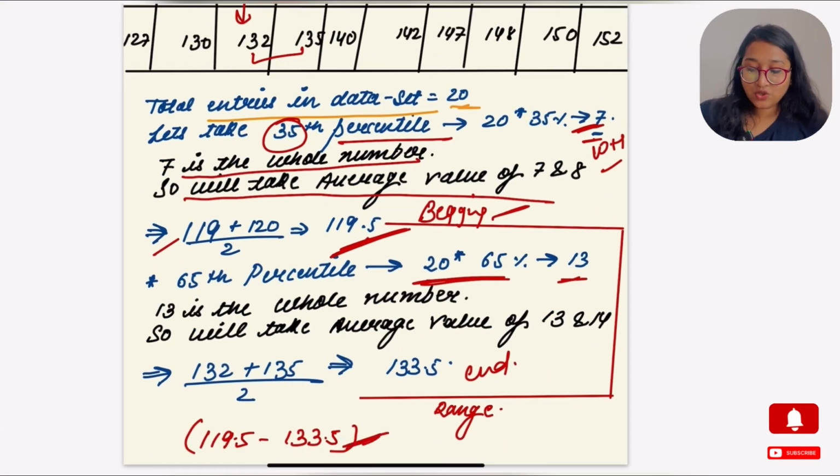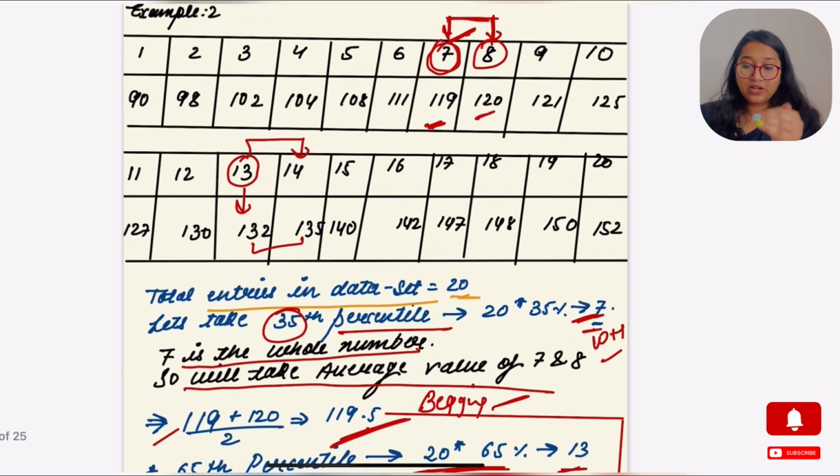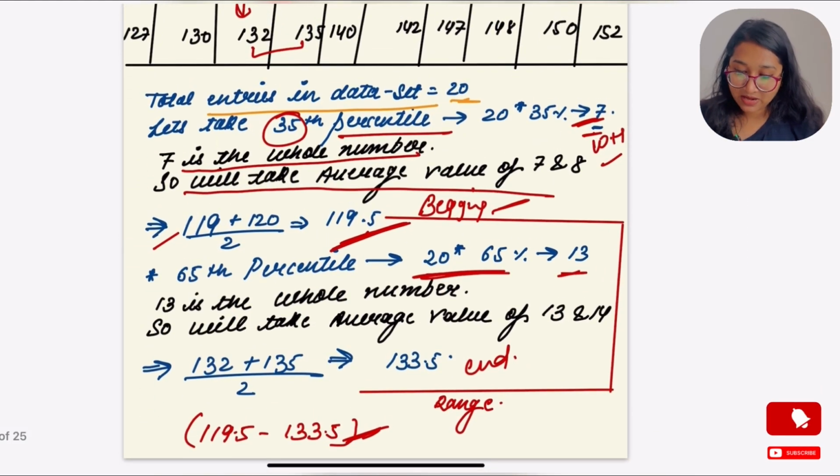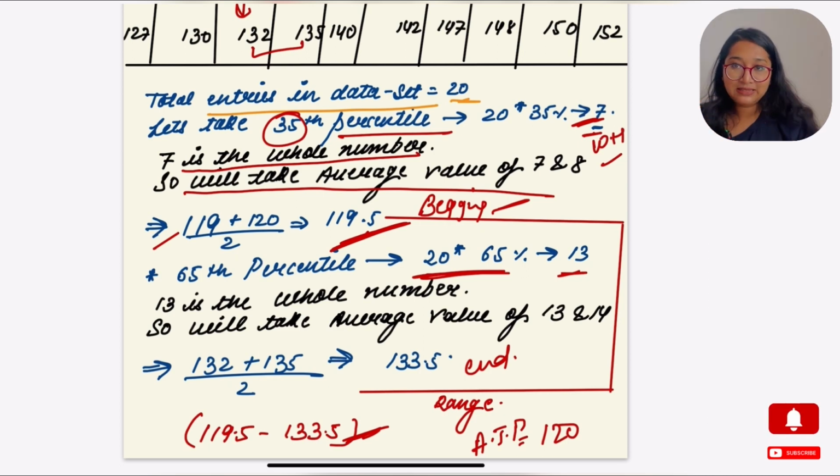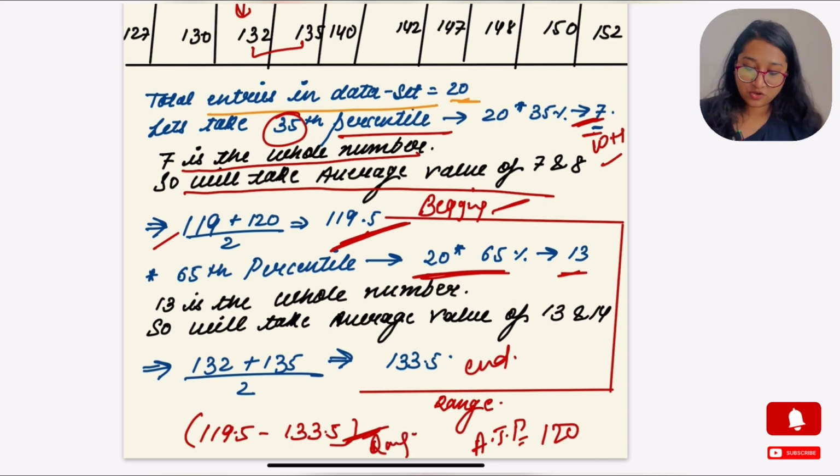Do I have any actual transactional price falling under this? Let's take 120. The ATP is 120, so my actual transactional price is falling under this range, right? So my arm length price would be 120, because my actual transactional price is falling under the range. Is this clear? But what if this is not falling?